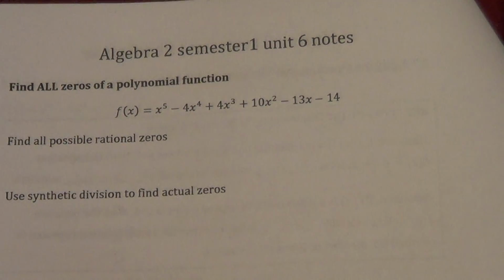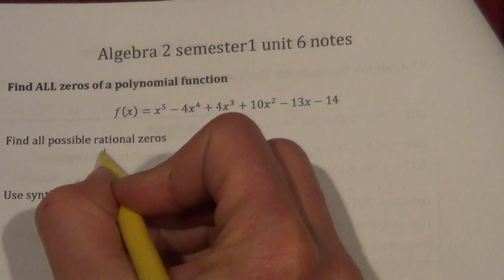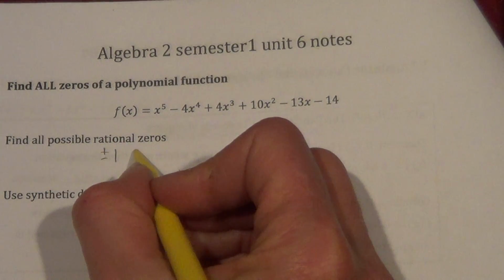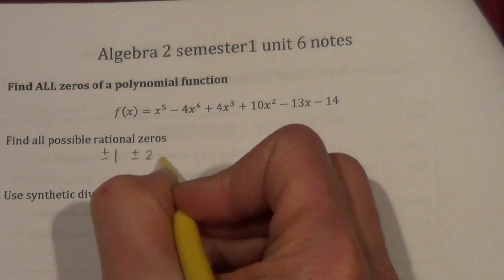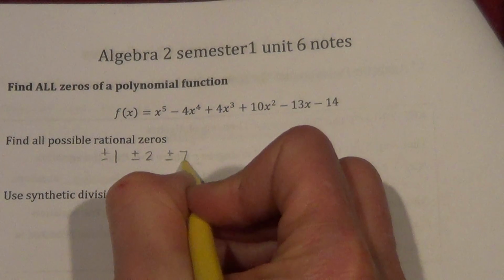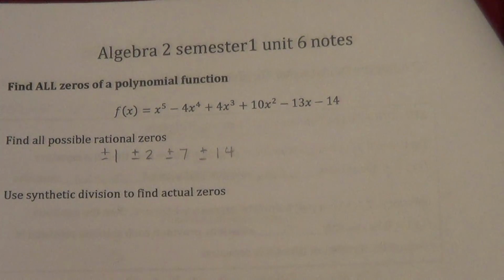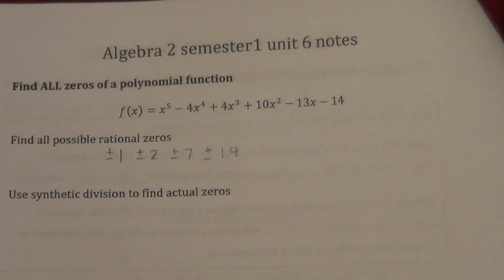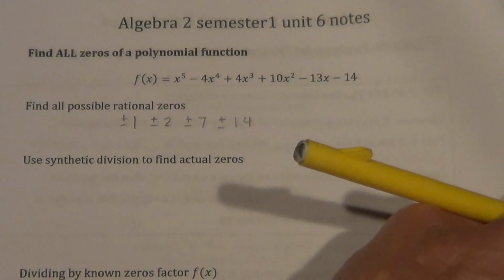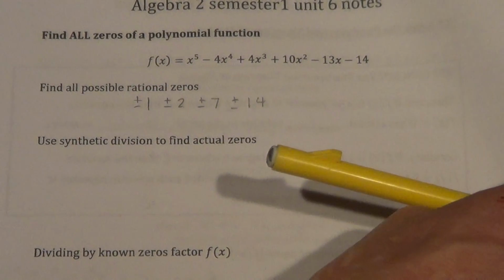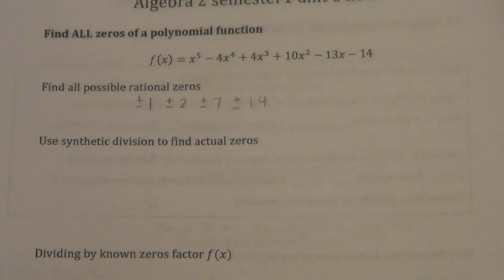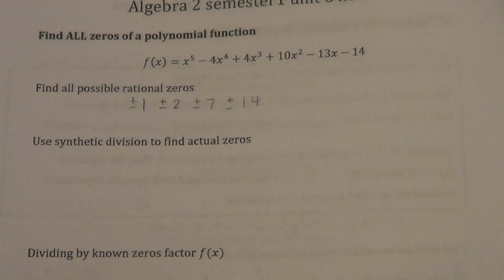We would have possible zeros, plus or minus 1, plus or minus 2, plus or minus 7, plus or minus 14. See me if you're lost about how to get those. We have another video where we went over those. Okay, use synthetic division to find the actual zeros.